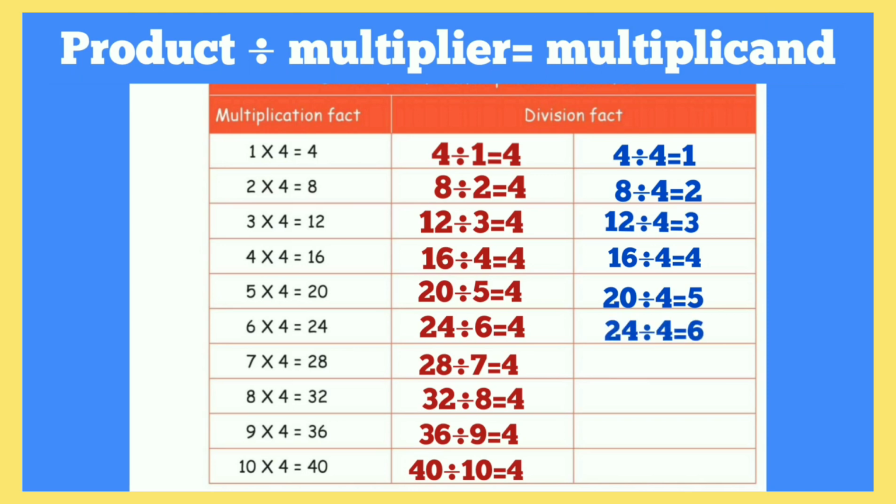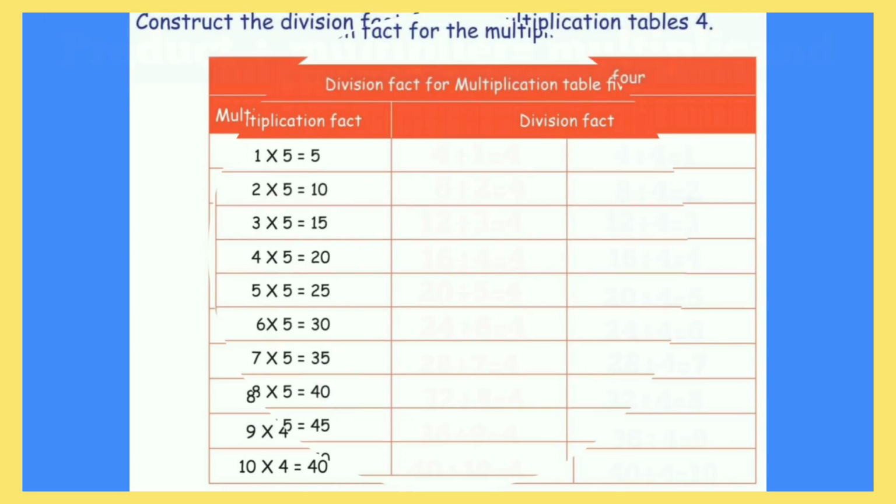24 divided by 4 equal to 6. 28 divided by 4 equal to 7. 32 divided by 4 equal to 8. 36 divided by 4 equal to 9. 40 divided by 4 equal to 10.